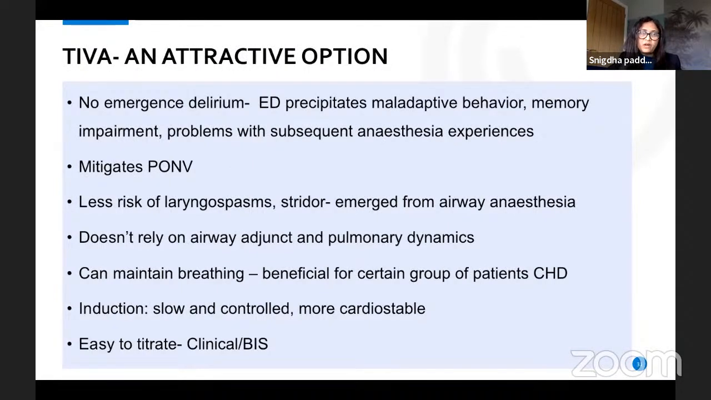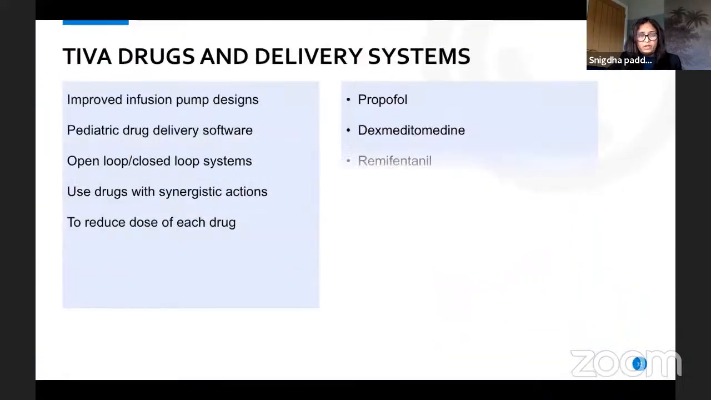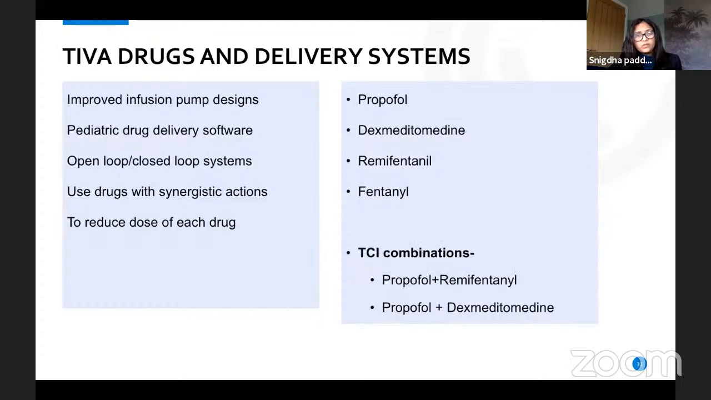I find TIVA a very attractive option in these scenarios because it doesn't cause emergence delirium, it mitigates PONV, there is less risk of laryngospasm and stridor, it doesn't rely on any airway adjunct, and it's easy to maintain the breathing, easy to titrate according to the clinical needs of the patient, and induction can be slow, controlled and cardiostable.